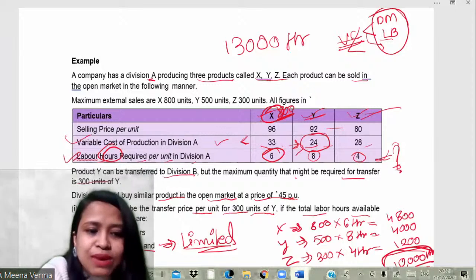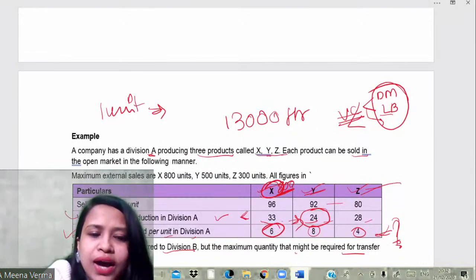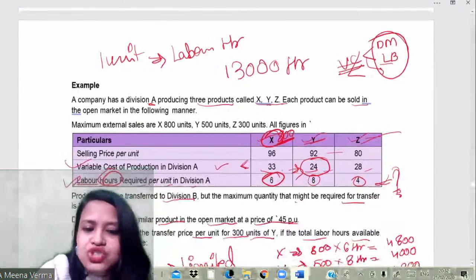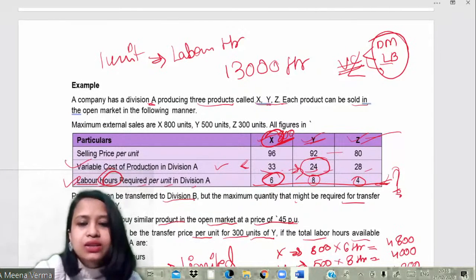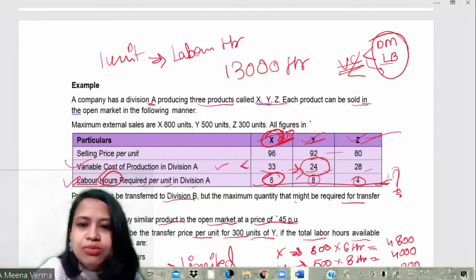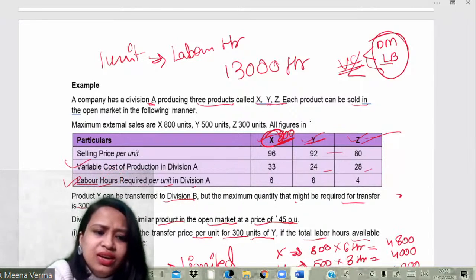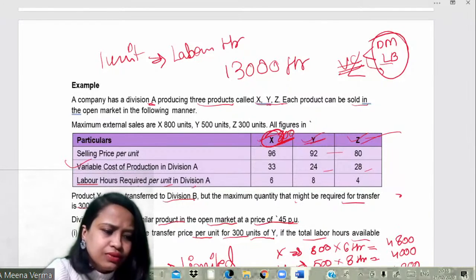And what else is mentioned here? It is given here how many labor hours are required for producing 1 unit. Why will you consider hours in the cost? You will not consider that. In variable cost, the labor cost is already included. Okay. Now, tell me, is it clear or not? Okay, try to do this on your own.